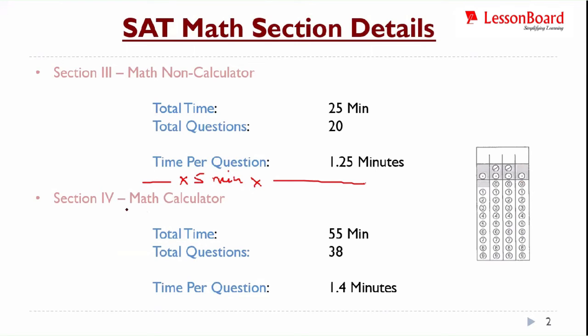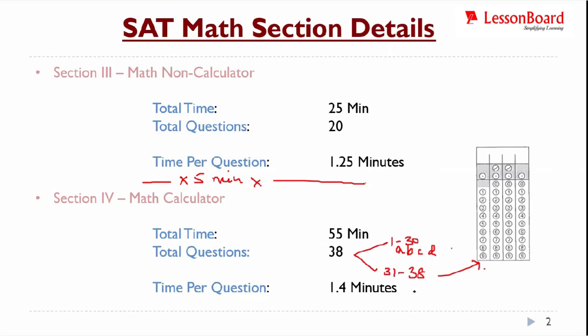Moving into the calculator section, which is section 4, immediately after the no calculator section, we have 55 minutes for 38 questions. On our earlier section, section 3, we have 25 minutes for 20 questions. And in section 4, we have 55 minutes for 38 questions. These 38 questions are once again going to be split up between multiple choice questions and grid-in questions. 1 to 30 will be multiple choice questions. Question numbers 31 to 38 will follow the grid-in structure.